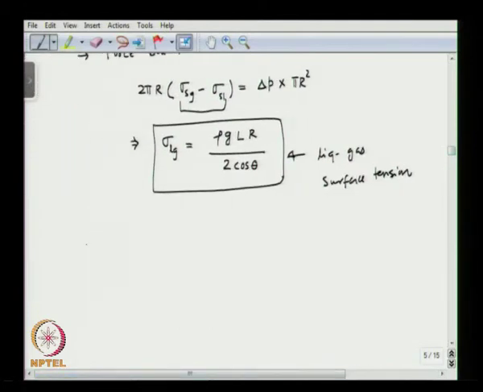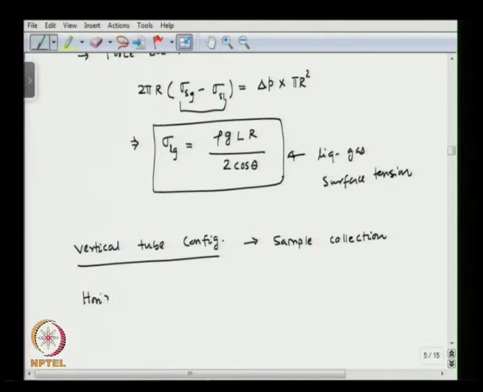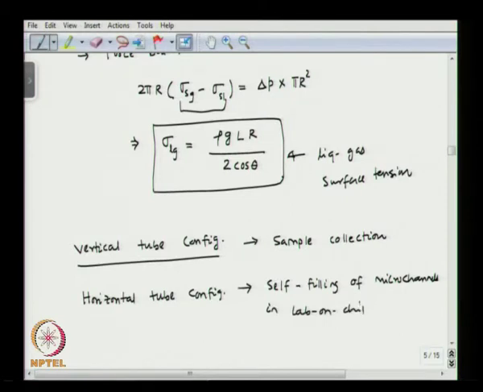So we have two cases here. The vertical tube configuration is used for sample collection, and the horizontal tube configuration is used for the self filling of microchannels, the self filling of microchannels in lab on chip application.